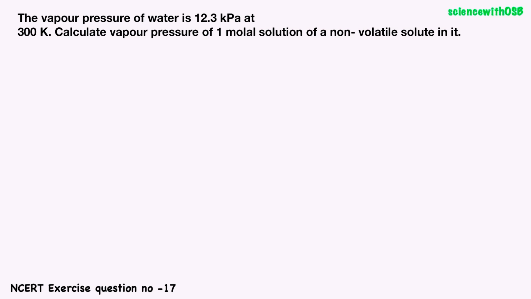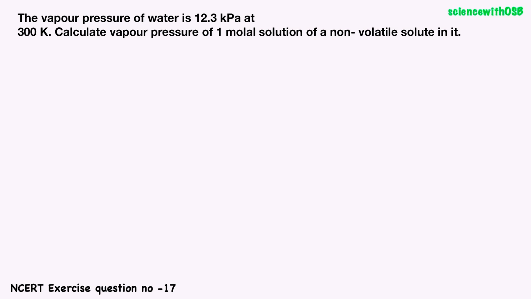See here, they have given the vapor pressure of pure solvent, that is water. What is that? 12.3 kilopascal. And what they asked to find? They asked to find the vapor pressure of the solution when you add non-volatile solute to it. So what is the context? They have given the vapor pressure of pure solvent, and what you have to find is the vapor pressure of the solution after adding non-volatile solute.